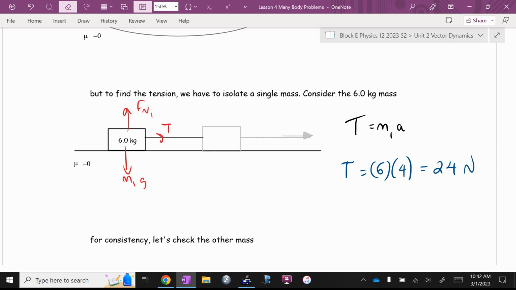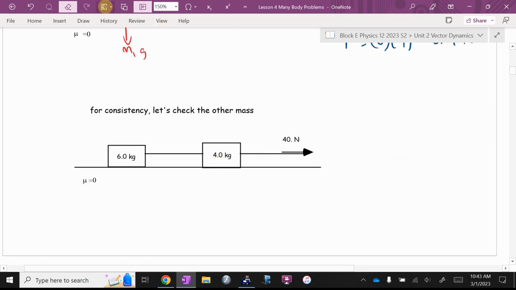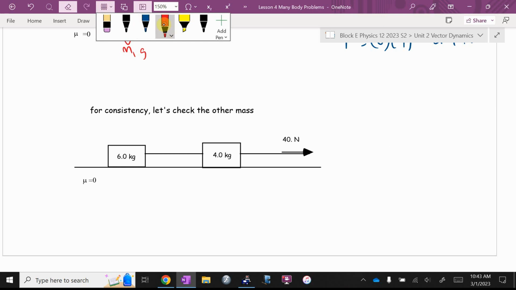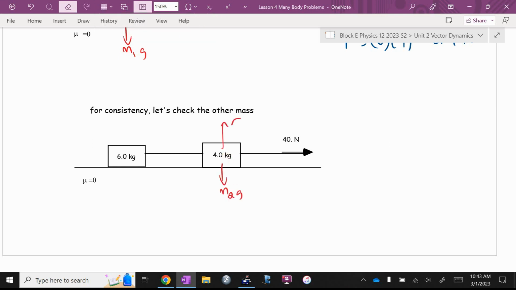Ashley, what would be really neat is if it didn't matter which mass I picked. It would be neat if I found tension using mass 2, got the same answer, and then I could pick the easiest mass to work with. That would be lovely. Let's try for consistency. Let's check mass 2. So mass 2, we had M2G, normal force 2, F applied, and tension.